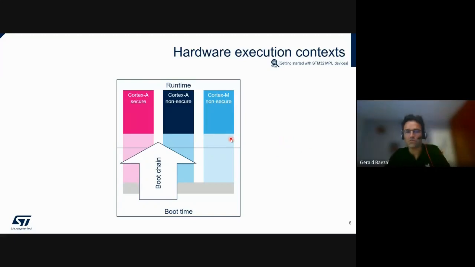What we call the boot chain on such a platform is all the execution that will take place at startup in order to initialize the various hardware execution contexts we have on the platform. On STM32MP15, we have two hardware execution contexts corresponding to the Cortex A, because the Cortex A is able to run in secure mode or non-secure mode. And we have one execution context for the Cortex M, because the Cortex M only knows the non-secure world. So the boot chain will install one firmware in each hardware execution context, and this firmware will serve the application all along the runtime.